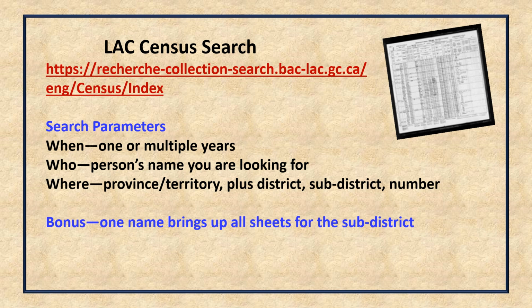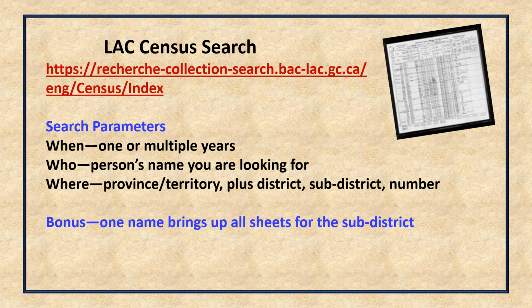When you look at the new census search format LAC is in the process of setting up, you get a really useful format that gives you some interesting search possibilities. Let's take the 1931 census as an example. If you open the search form at LAC, the URL is on the screen, it will bring up a screen that allows you to search all the censuses with one input of data. When, to select the years or year you want to search.